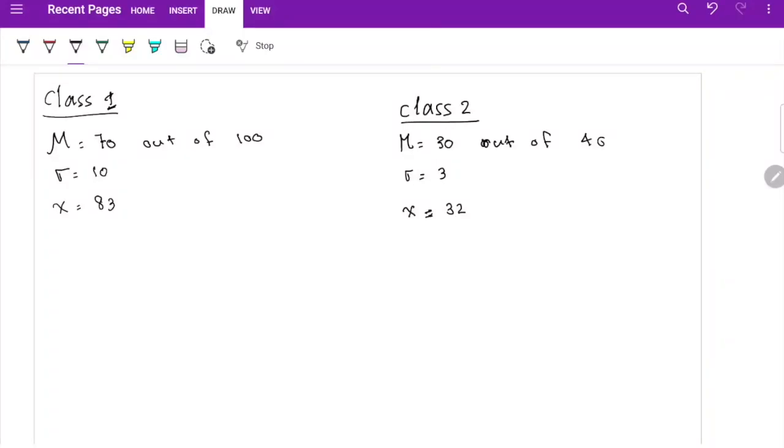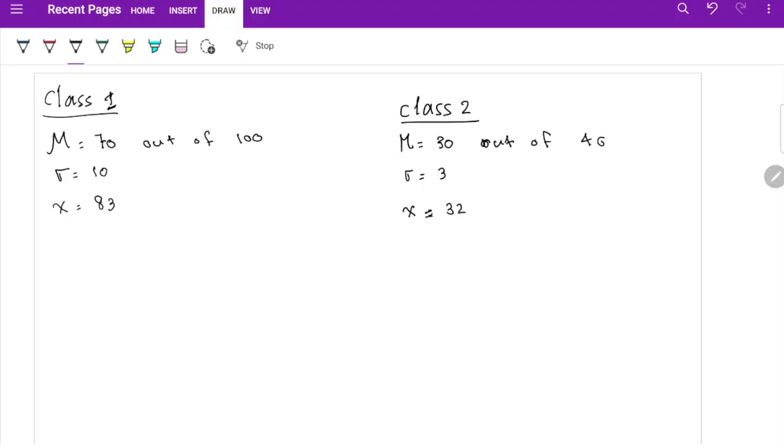Okay, suppose that you are in one of the classes and you had an exam, and the exam average was 70 out of 100 and the standard deviation was 10, and you scored 83. However, your friend was in another class and they had the same exam, but the max grade was out of 40, so the average was 30 out of 40 and the standard deviation was 3, and your friend scored 32. And you'd like to know which one basically scored higher, you or him.